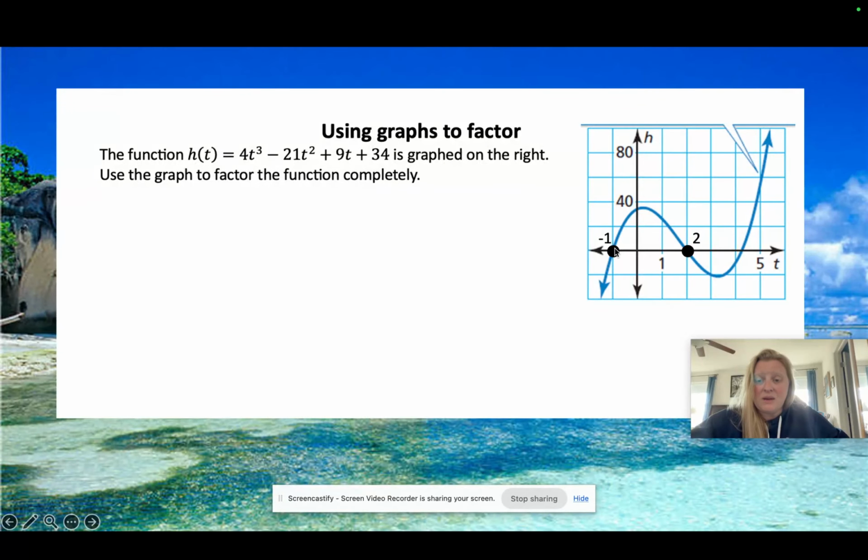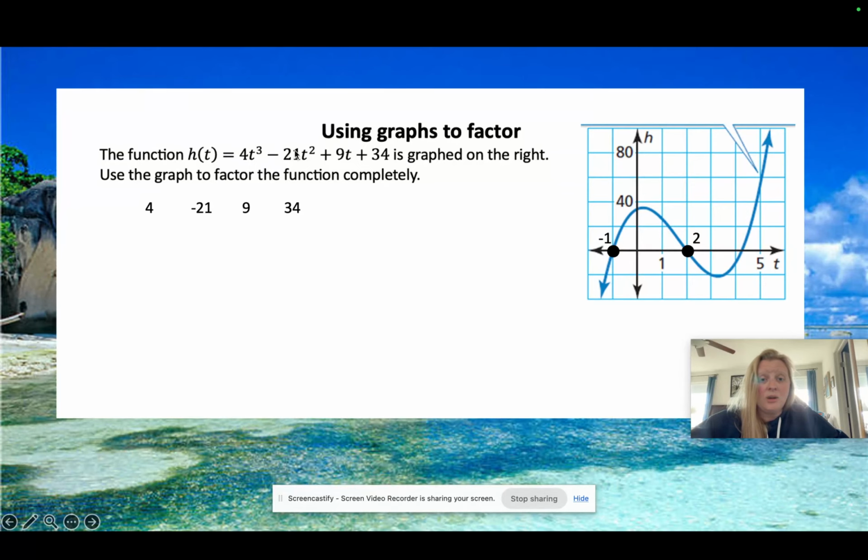You can see that we have 2 x-intercepts, one at -1, one at 2, and then we have a third one, but it's somewhere between 4 and 5. I don't know exactly though, so that's not really going to help me, but I do see that this one's at 2 and that one's at -1. I can actually use either of those. It does not matter if you want to use the 2 or if you want to use -1, it doesn't matter. And you're going to do some synthetic division.